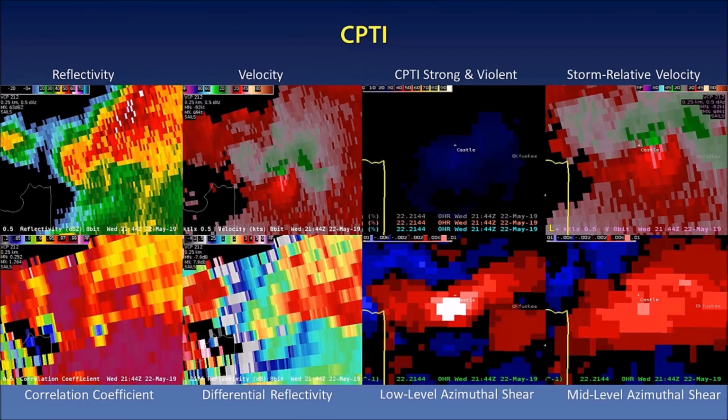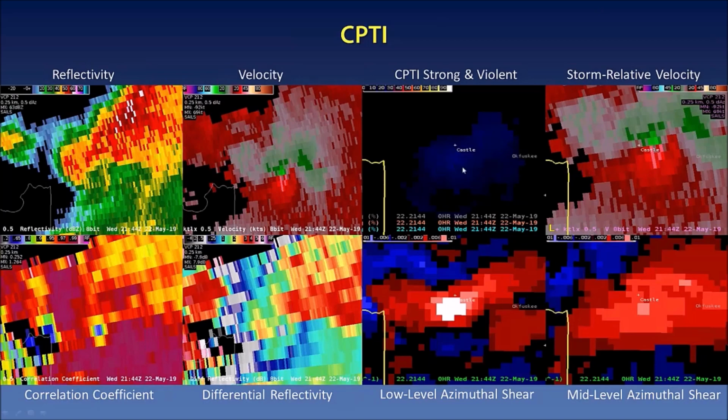And you can again see on the left-hand side a nice tornado debris signature. This one got up to about 6,000 feet. So not quite as strong, probably in the EF1 category. And it's a little hard to see. I don't have the values plotted, but this one also matches up with that. The CPTI, strong and violent, is plotted there.